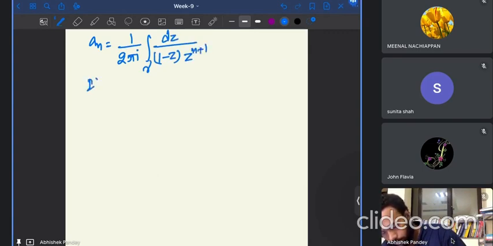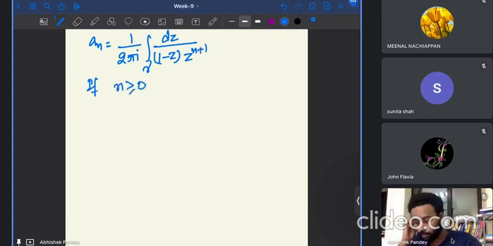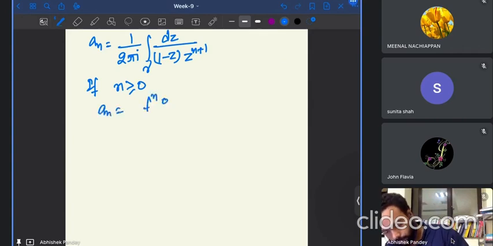So if n is greater than or equal to 0, then what is this a_n? This a_n is nothing but n factorial over n factorial, which is always 1.